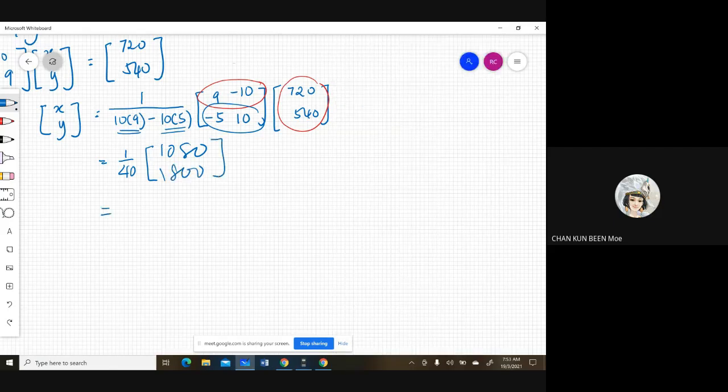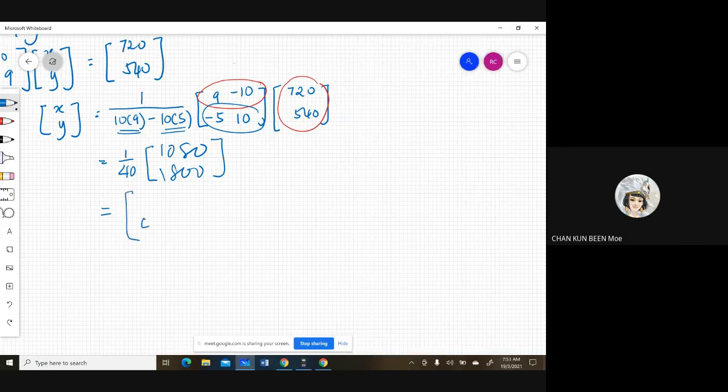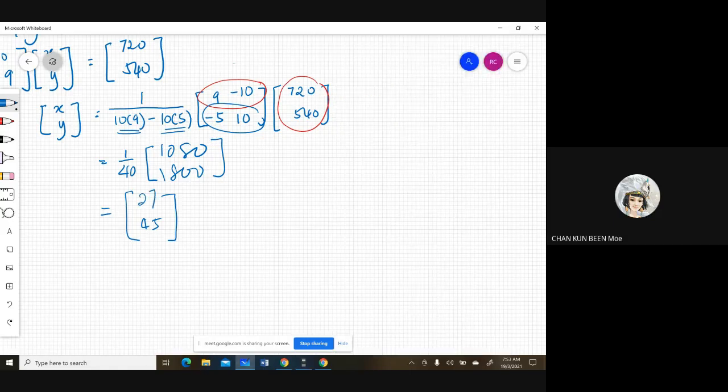Okay, continue to get the final answer over here. The 1,800, you straight away divide by 40 to get the answer at the bottom. We get 45 down here. And then 1080, you divide by 40 because we multiply by 1 over 40. So we get 27.